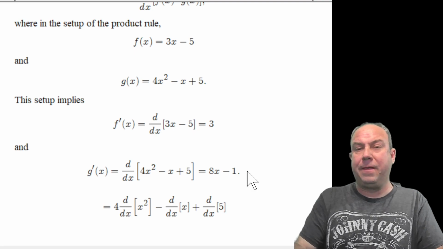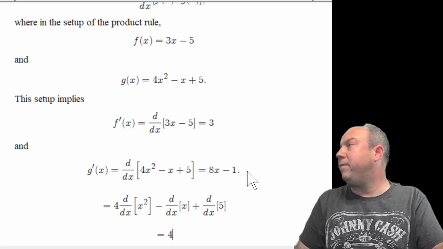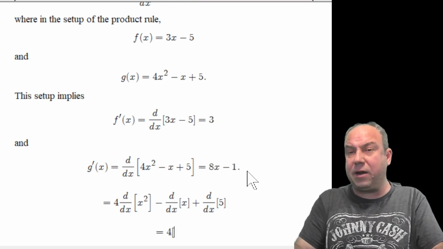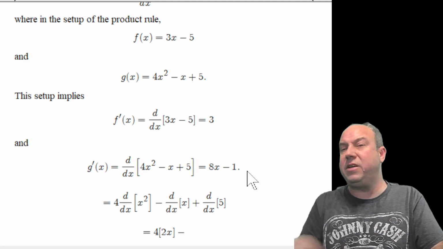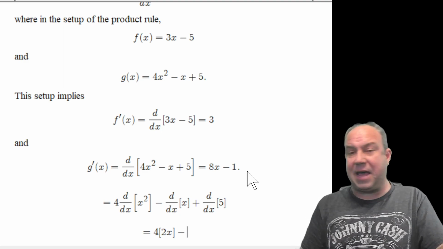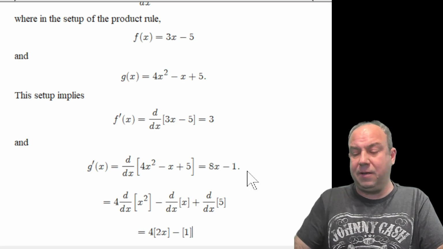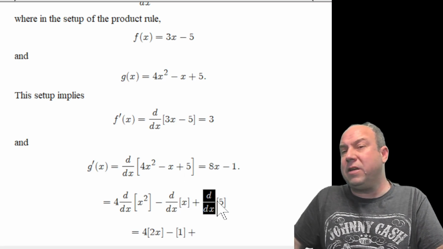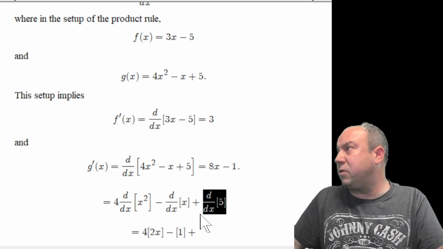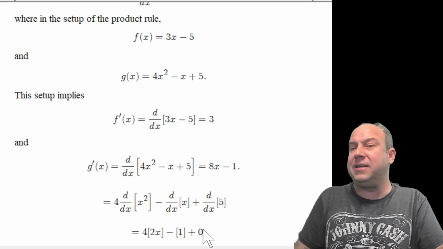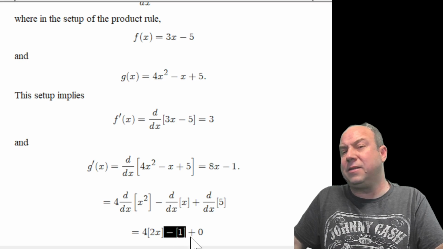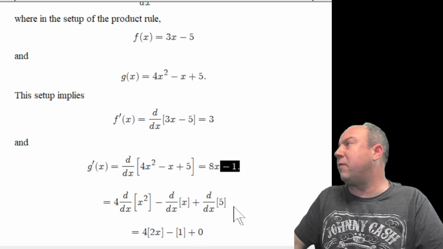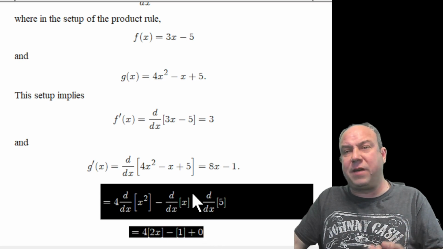And yeah, 4 times the derivative of x squared following the power rule becomes 2x. Minus the derivative of just x with respect to x, that would just be 1, plus the derivative of 5 with respect to x, which would be a constant, would just add on nothing. So when we simplify this, 4 times 2x gives us 8x minus this value of 1. And that's where we get that result from. Again, just applying our fundamental rules.